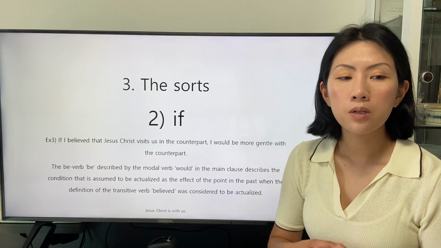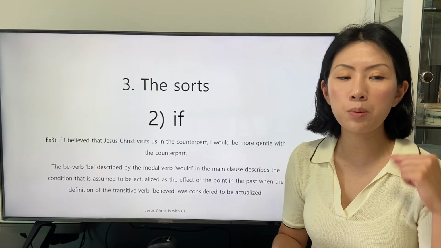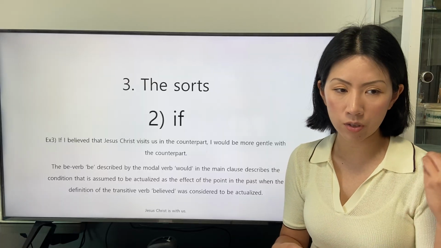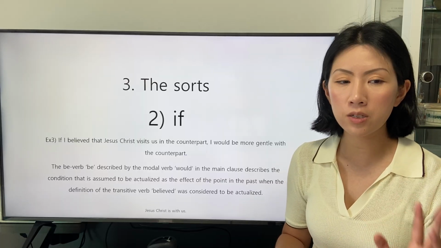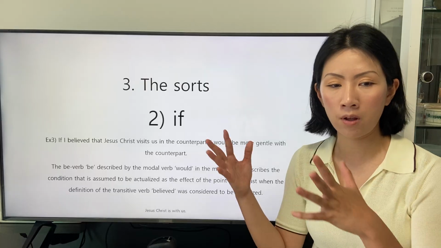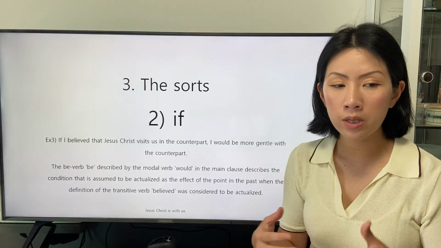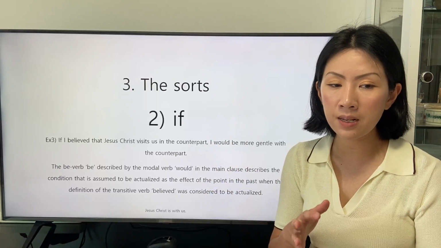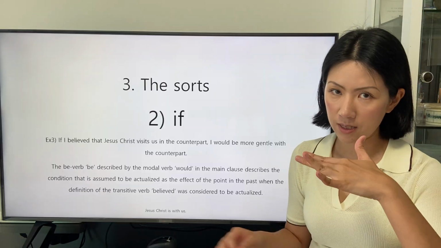The be verb be, described by the modal verb would in the main clause, describes the condition that is assumed to be actualized as the effect of the point in the past when the definition of the transitive verb believed was considered to be actualized.